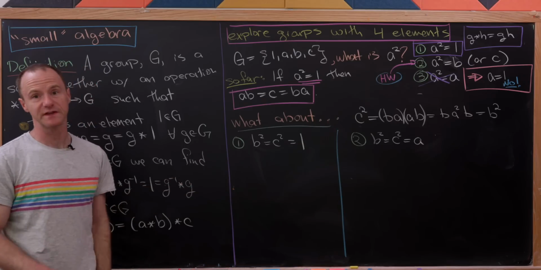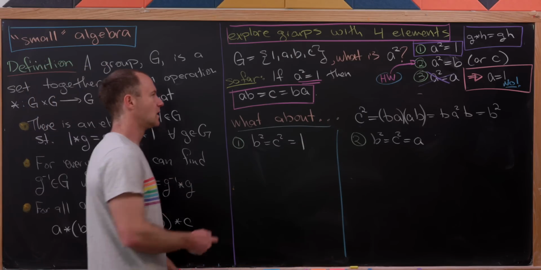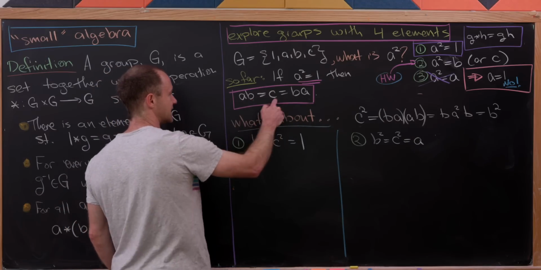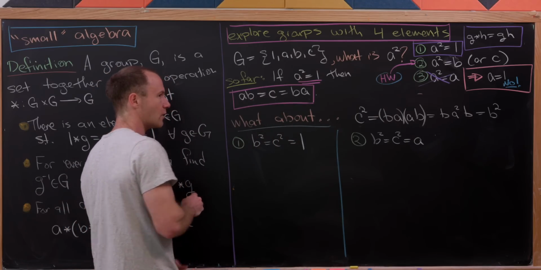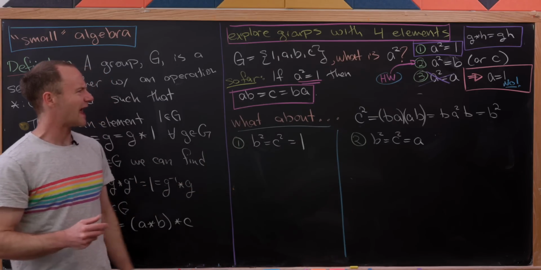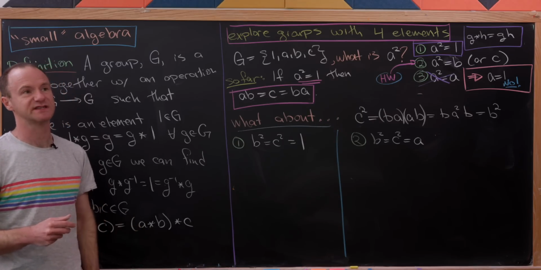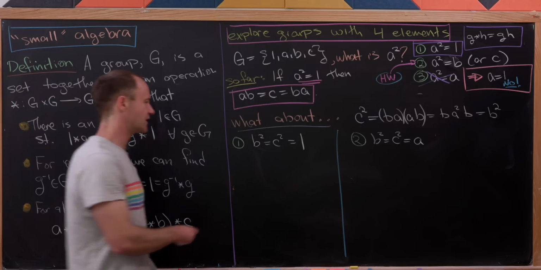Now we need to work with these 2 possibilities to find out what the rest of the products are. We know a times b and b times a are both c. We know everything multiplied by itself here, but we don't know a times c, or c times a, or b times c, or c times b. So let's look at those.